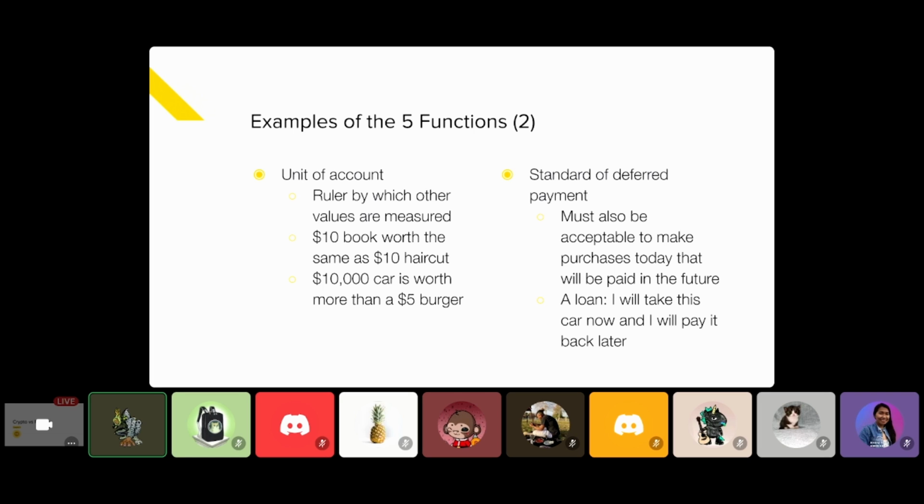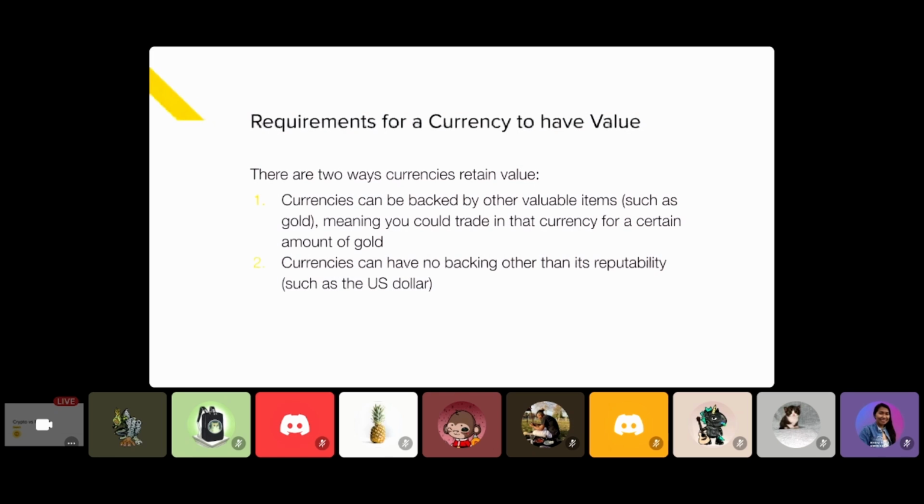And then the other is a standard of deferred payment, which means that if I'm able to make this payment today, I should still be able to make the same payment in 6 months. It shouldn't be changed in the future, like a car loan. I can take this car now and pay it back later, which basically means that I should have the ability to take something now and still be able to pay it back at a later time.